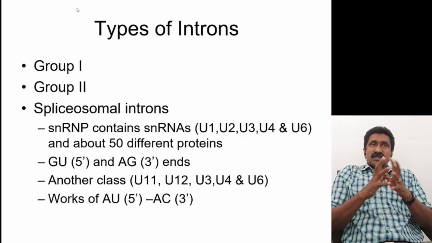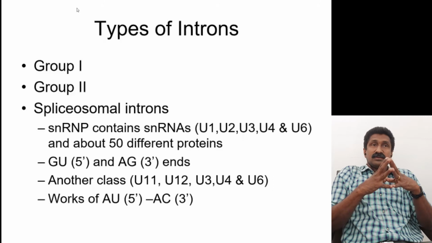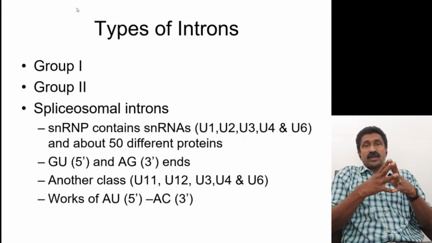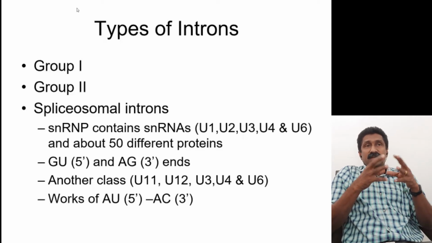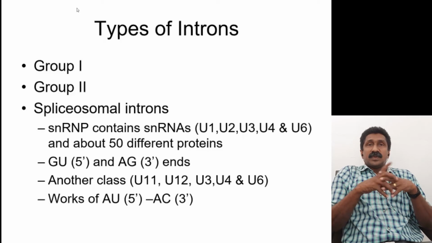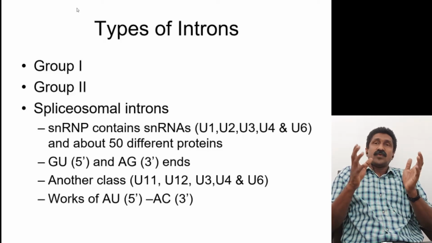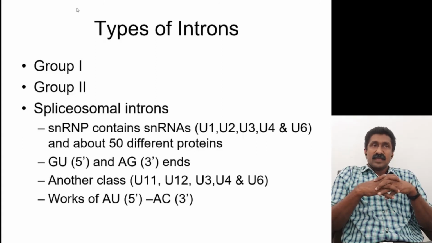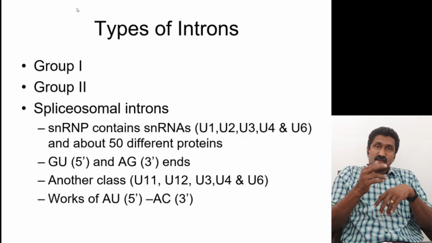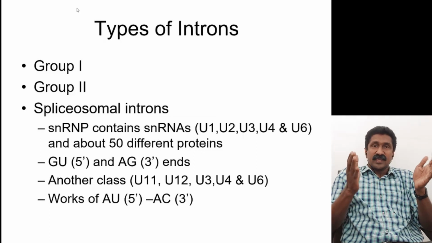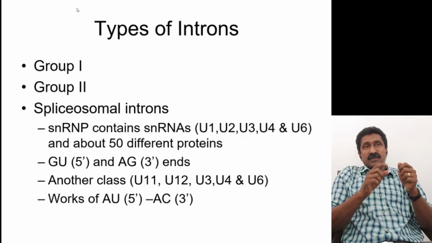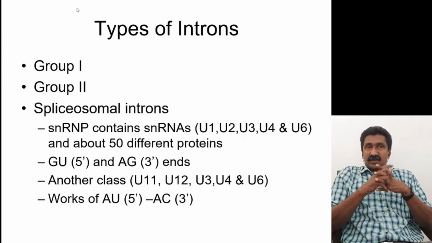And the spliceosomal introns involve snRNPs and snRNAs. The snRNPs are small nuclear ribonucleoproteins, and the small nuclear RNAs may be designated as U1, U2, U4, U5 and U6, along with about 50 different proteins. So all these constitute the spliceosome. And there we have two different types of intron end sequences. That will be GU at the 5' end and AG at the 3' end.